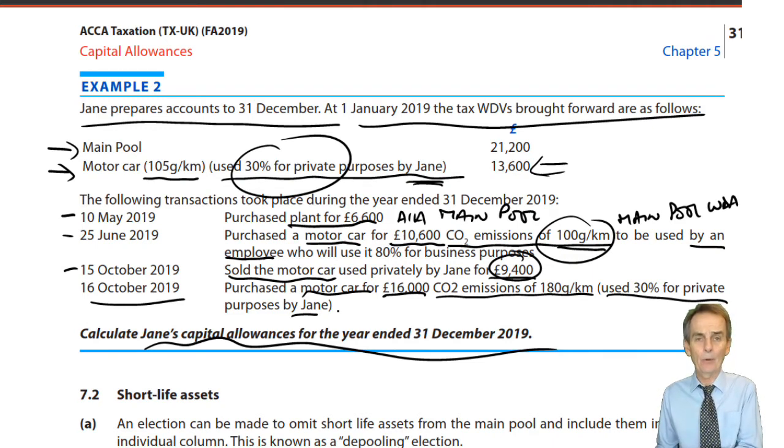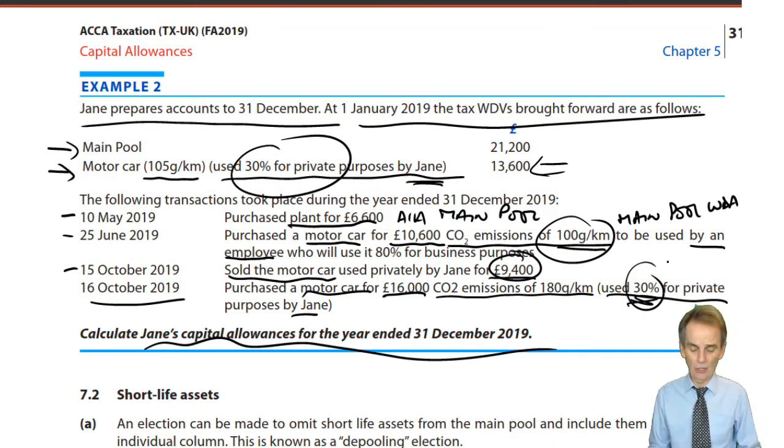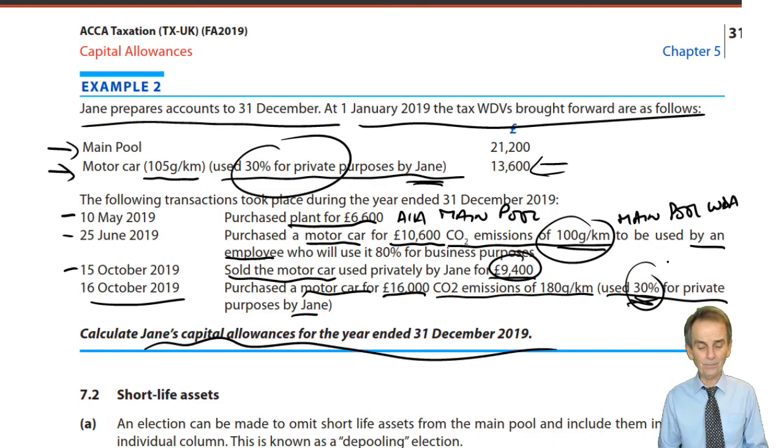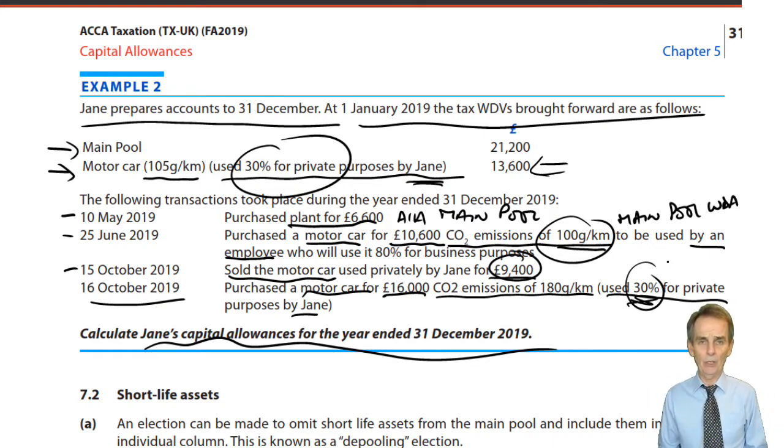We'll then need to leave space on our computation for a new column, which will be this particular car that again has business use, private is 30, so business use 70%. So our initial analysis therefore is vital before we start to put pen to paper, or in the exam, fingers to computer keyboard.